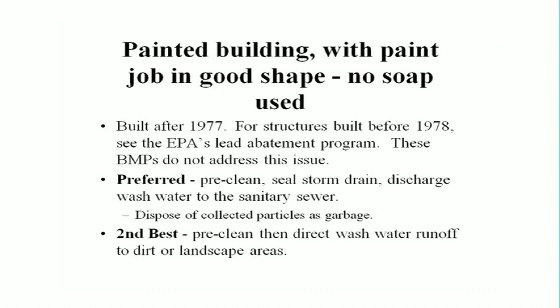Painted buildings with paint in good shape, no soap use. Built after 1977. For structures built before 1978, see the EPA's lead abatement program. You can get small test kits from Home Depot and Lowe's. I don't know, it costs $2 or $3, and you can test the paint on the side of a building to see if it contains lead.